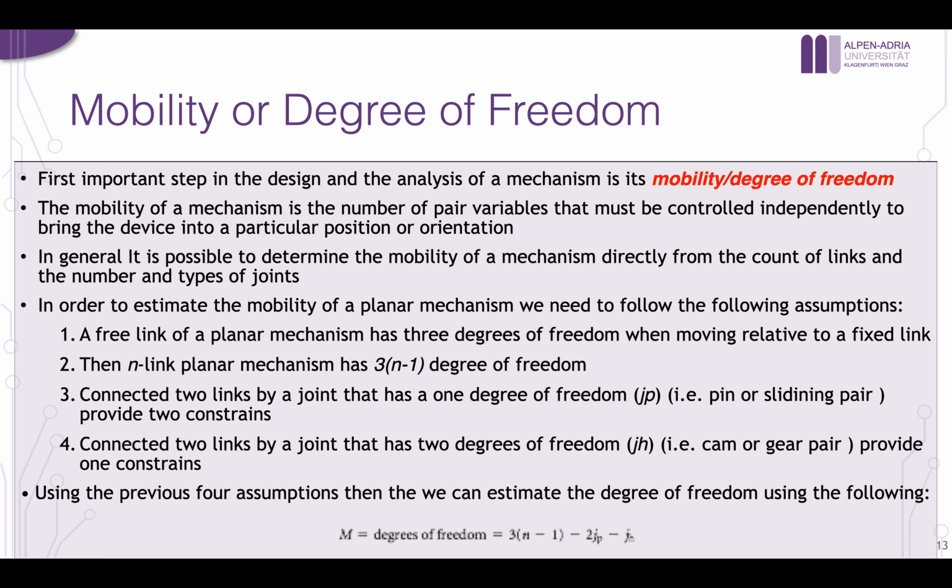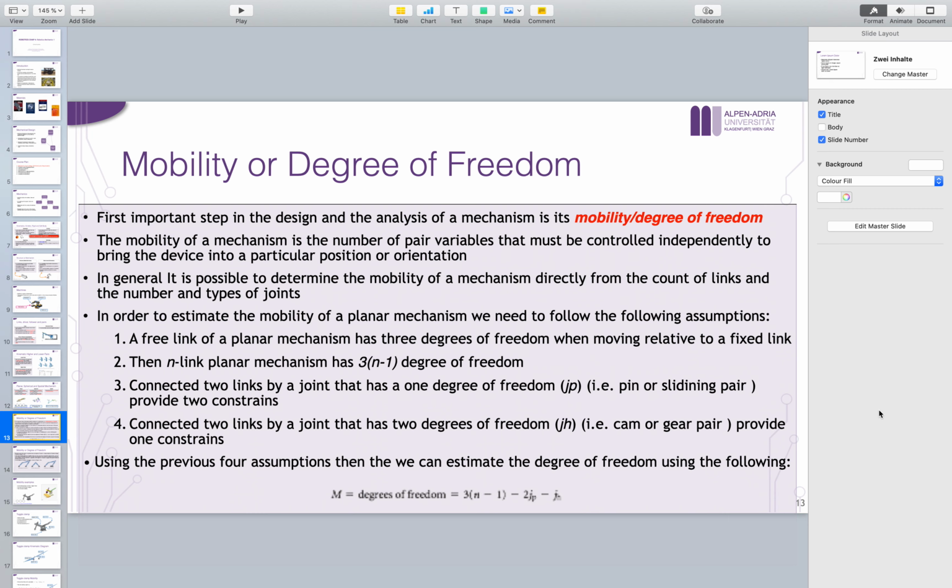And this is basically where we use the degrees of freedom for planar mechanisms. Now, there's a very important thing here to understand.